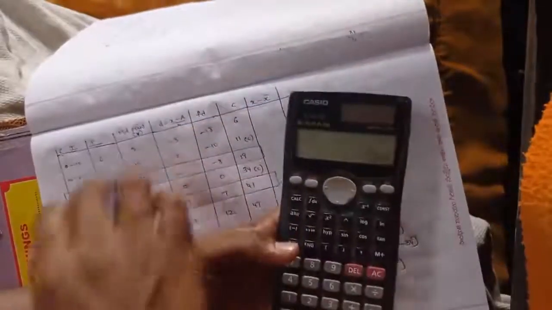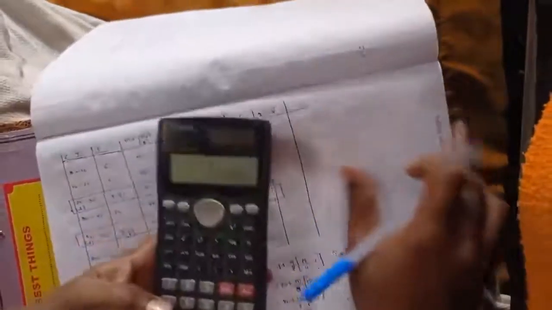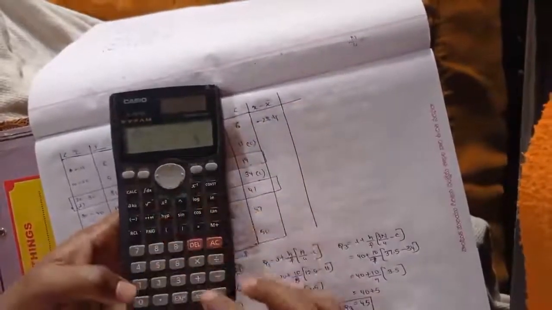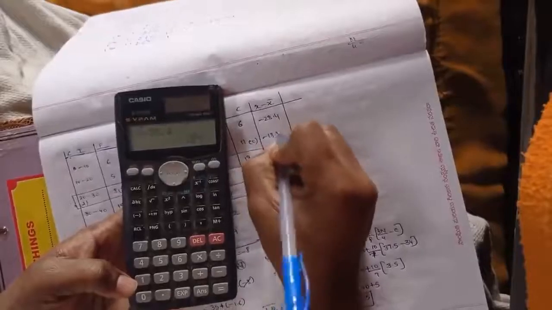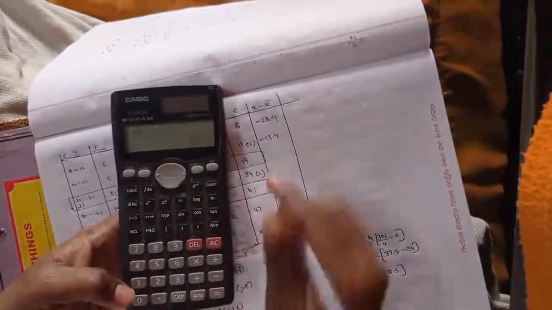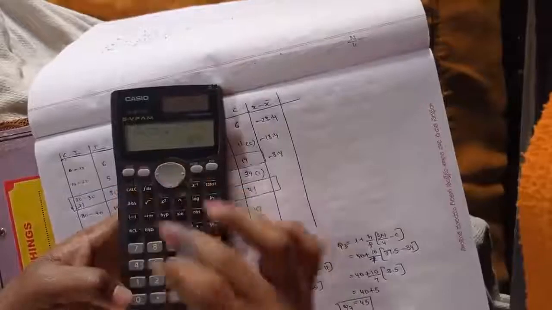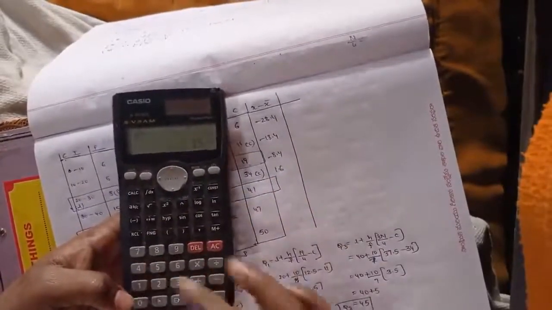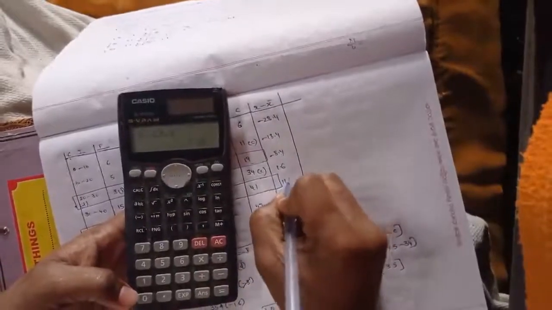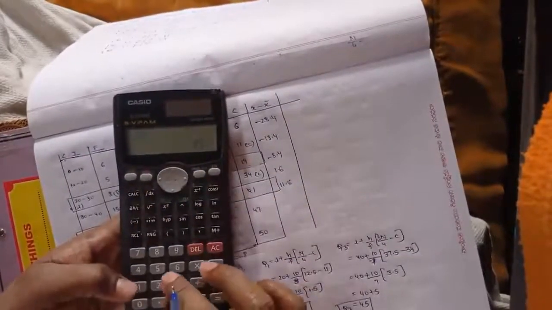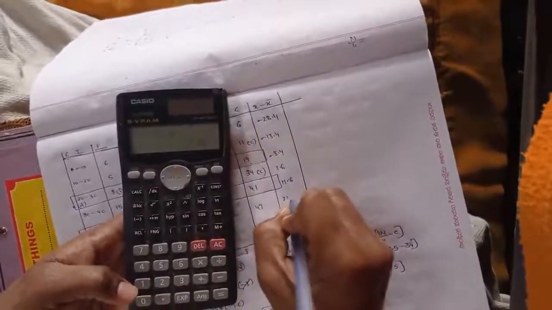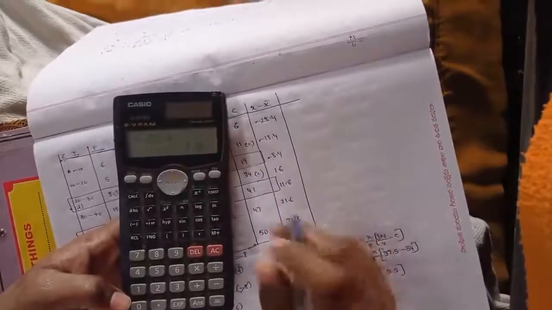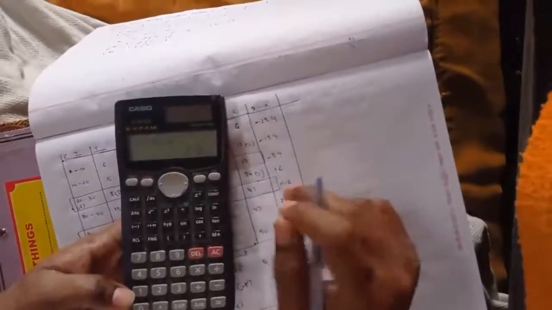Let us calculate. For x equal to 5 we got a value of minus 28.4. Next it is 15, minus 18.4. Next it is 25, minus 8.4. Next it is 35, 1.6. Next it is 45, 11.6. Next it is 55, 21.6. Next it is 65, 31.6. So these are the values of x minus x bar, but we need x minus x bar whole square values.